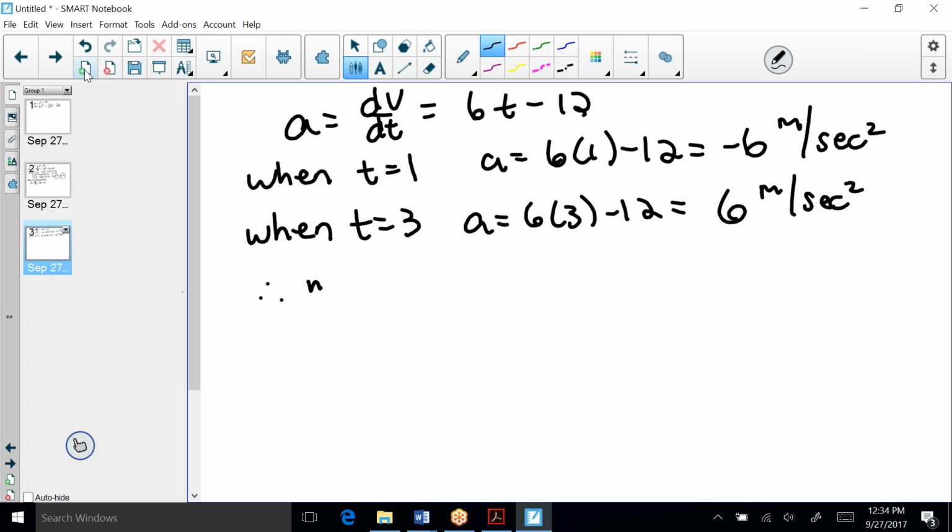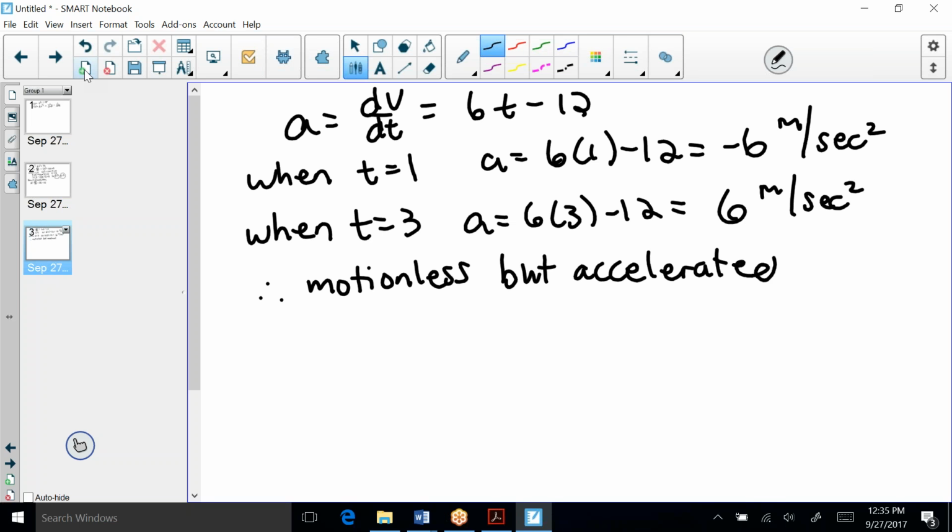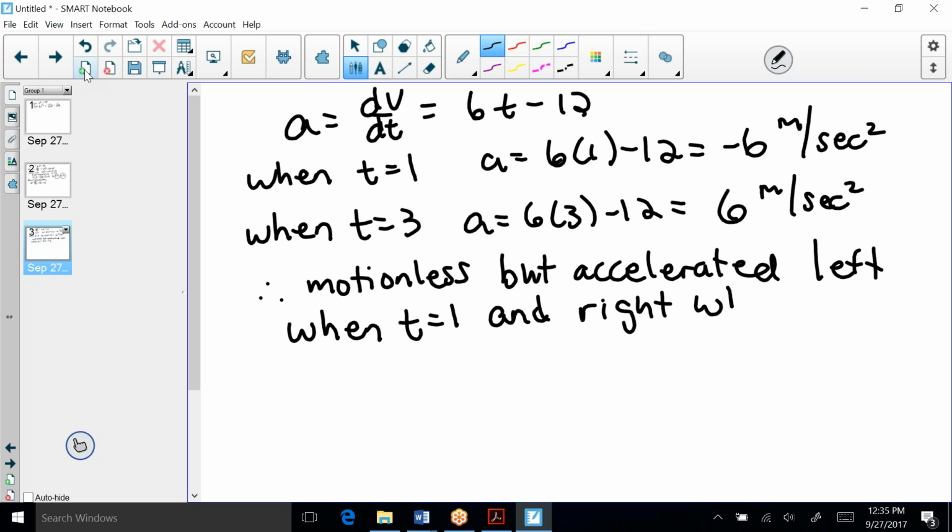So what this means is that this object is going to be motionless when the velocity is 0. So at 1 second and 3 seconds, it's going to be motionless because we don't have any velocity. But there's going to be acceleration at that point. So it's motionless but accelerated. And the negative means that it's going to be accelerated to the left. So it's accelerated to the left when t is equal to 1, and accelerated to the right when t is equal to 3.